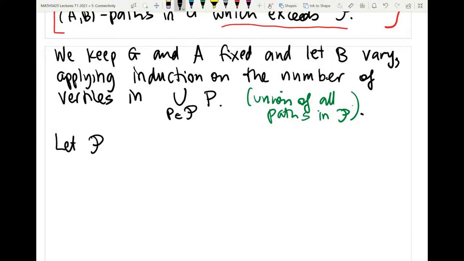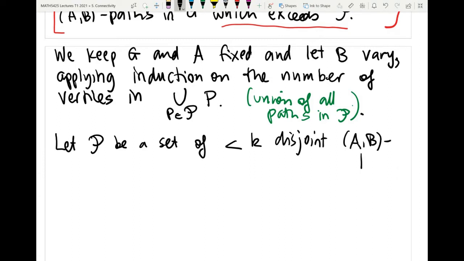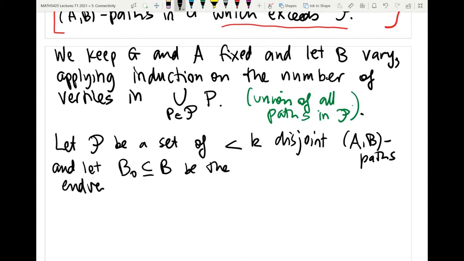So let curly P be a set of strictly less than K disjoint AB paths, and let B naught, a subset of B, be the end vertices of paths in curly P. So you've got this set of paths and you just grab all the vertices where they terminate, which are in the set B.